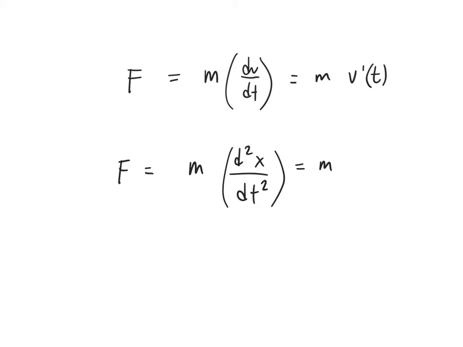d squared x over dt squared. Again, it's stupid, but look at the squares. They look like they're different spots. They are. It's not a mistake. This means the second derivative of x with respect to time, meaning divided by time twice. Also written as x double prime of t.